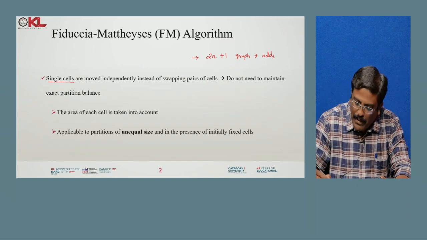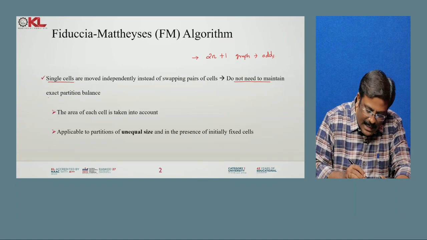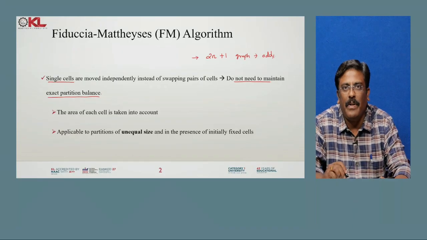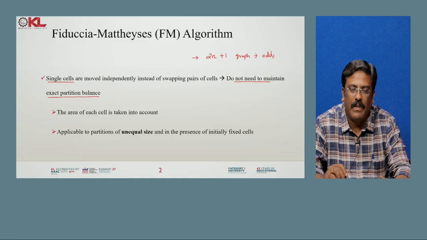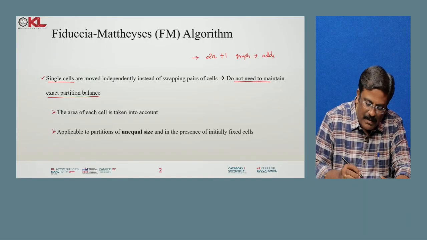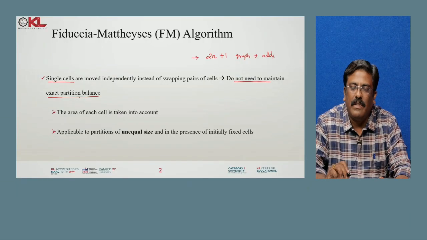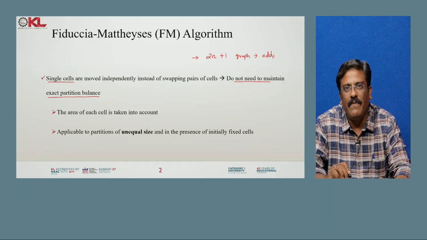No need to maintain an exact partition balance is another important factor in the FM algorithm with respect to the KL algorithm. What is the meaning of partition balance here? The KL algorithm deals with 2n graphs, that is, an even number of nodes. So in the final partitioning using the KL algorithm, the volume of partition A is equal to the volume of partition B, that is equal to n, the number of nodes. It should be equally partitioned. That is called balanced.